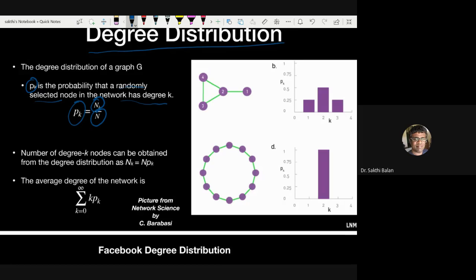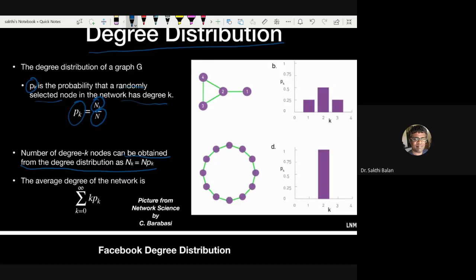So if I want to find the probability of a node having degree 2, I need to find the number of nodes having degree 2, and then divide it by the number of nodes in the graph. Then that will give rise to the number pk. So pk is nothing but the probability that a randomly selected node in the network will have the degree k, right? And then the number of degree k nodes can be obtained from the degree distribution.